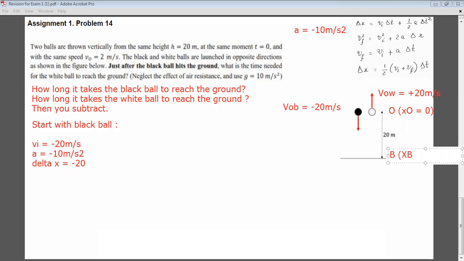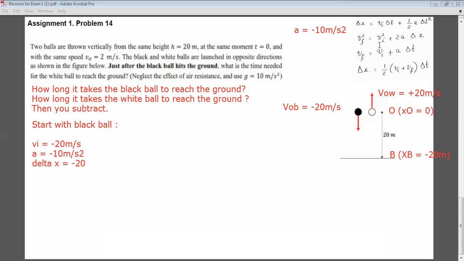X of B is equal to minus 20 because it's in the opposite direction of the x-axis. Okay, so I have the initial velocity, I have a, I have delta x. Can I calculate delta t? Yes, one way to do it is to use the first equation. And for this, you have to learn how to use your calculator in quadratic form.